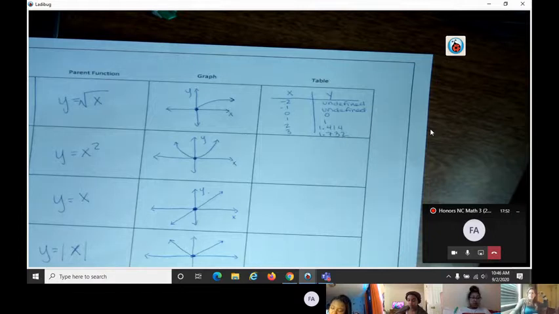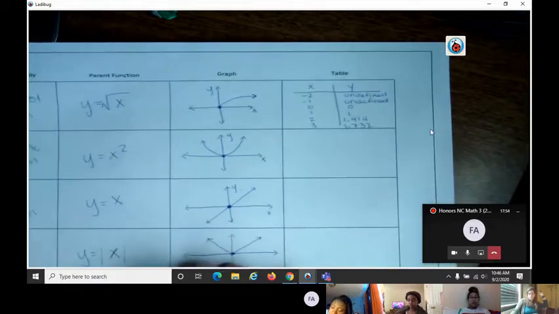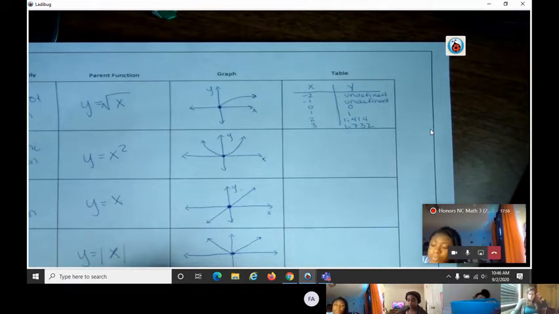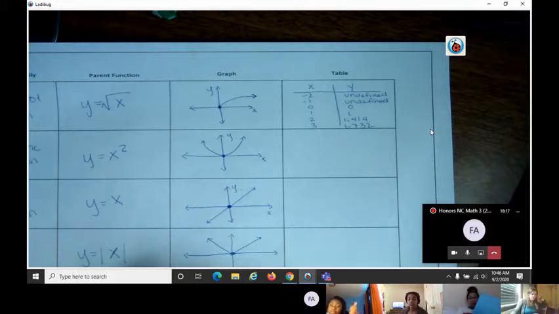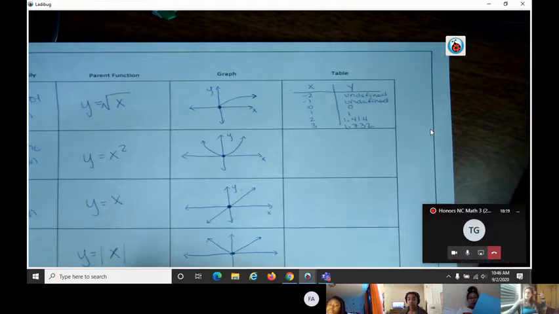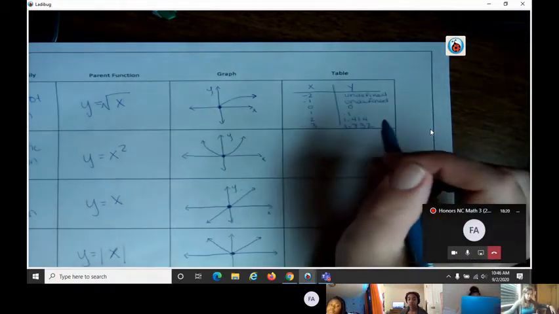What questions do you guys have? Okay. There are no questions. We will move on to the quadratic. Do you guys need a minute to write it down, or are you ready? Okay. So we will go ahead and do our quadratic function.